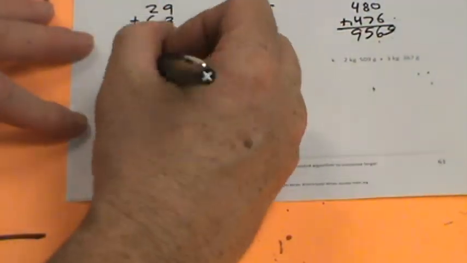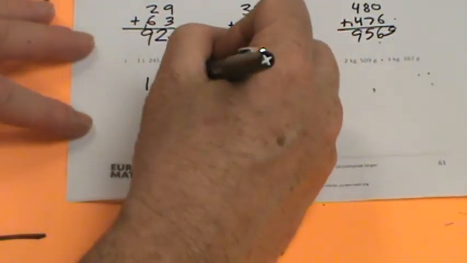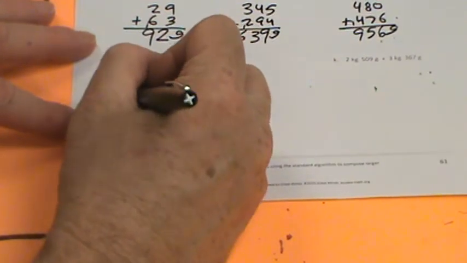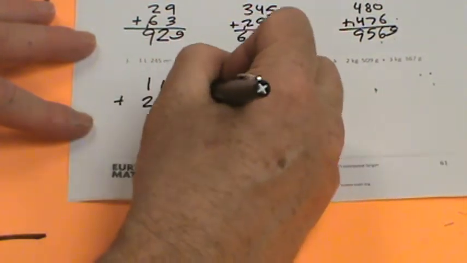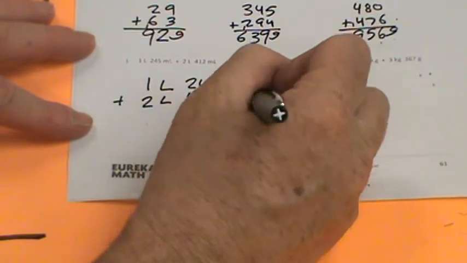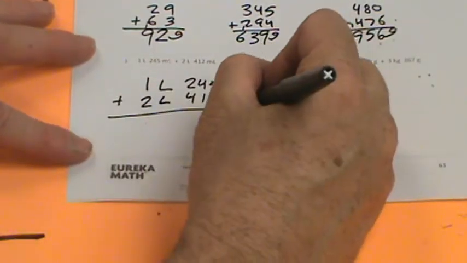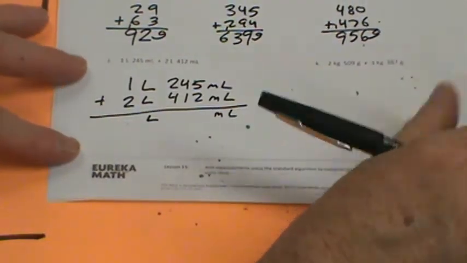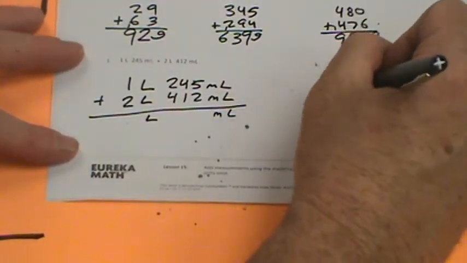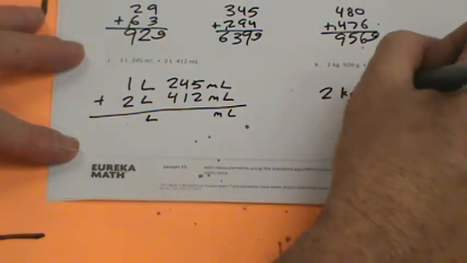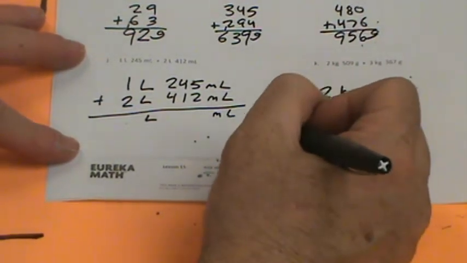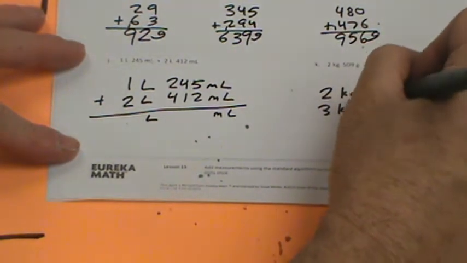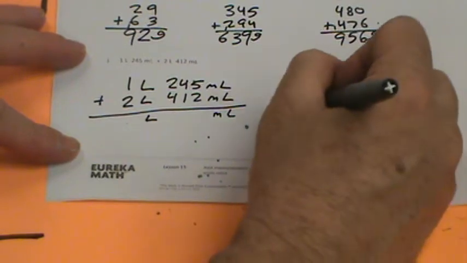We have separate units here, so let's add them up. 1 liter, 245 milliliters, plus 2 liters, 412 milliliters. Okay? So let's put our milliliters sign right here and our liters sign here. We'll go over here. We have 2 kilograms, 509 grams, and 3 kilograms, 367 grams. And we're going to add them both together.